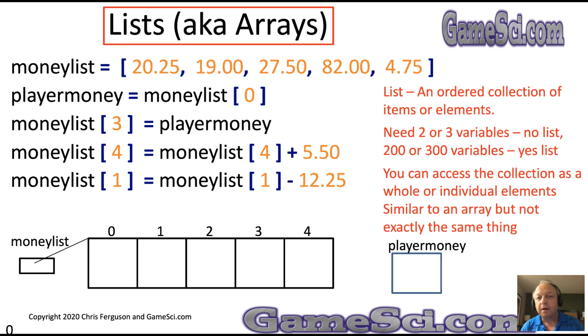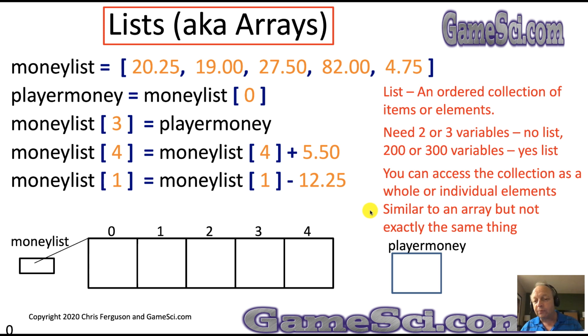A list, also known as an array, is an ordered collection of items or elements. If you need 2 or 3 variables, you don't need a list. But what if you needed 200 or 300 variables? Yes, very much you would need a list. You can access the collection as a whole, or you can access the individual elements of a list.